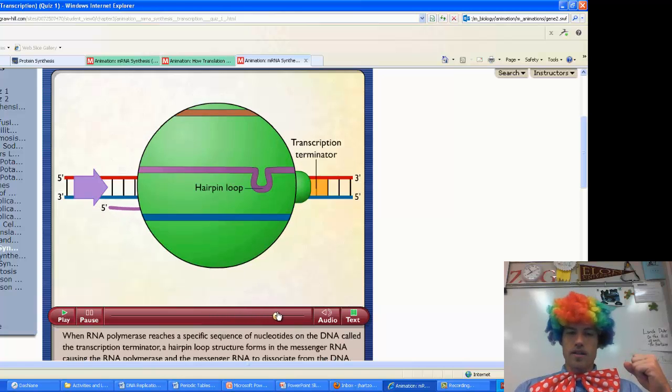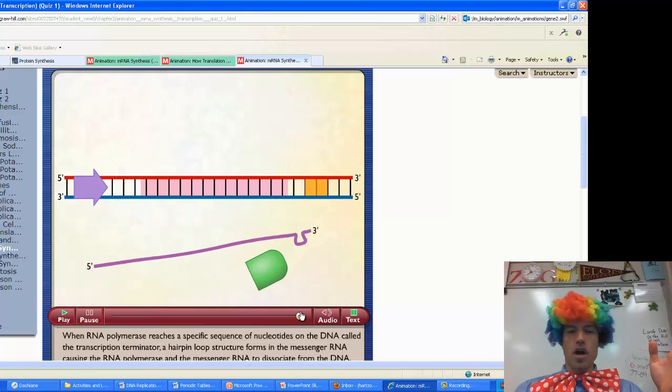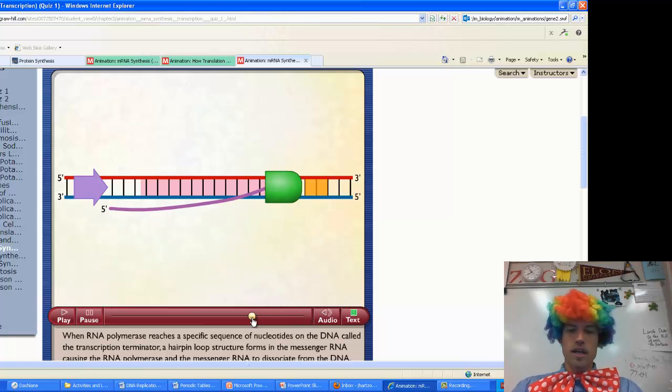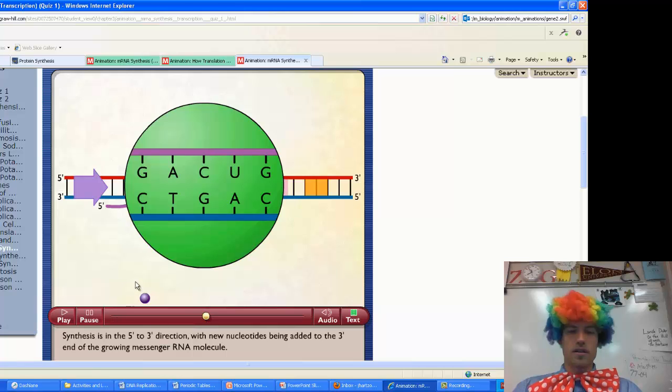All right, and it's going to do that. There are some mechanisms that you all don't necessarily need to know that have to do with stopping and starting this. I'm more interested in you just understanding the basic process of how the mRNA is formed. And the most important part is this right here, where I've got the complementary pairs forming from the template strand. So my gene is on the DNA, I'm reading that gene and forming the mRNA.